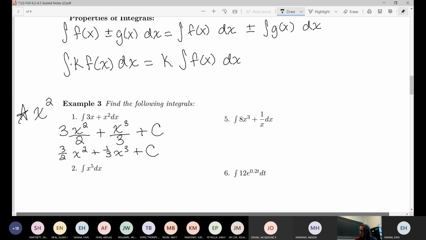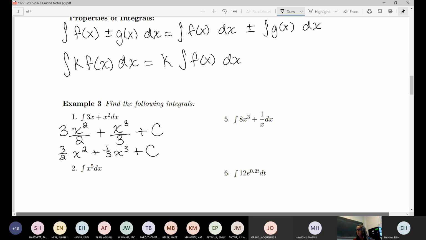And again, you can check your answer by taking the derivative of that, and it should get you what you started with. So you can double check your work. If you take the derivative of your answer, you should get essentially the thing that you started with inside of the integral. Hooray for making sense. All right.